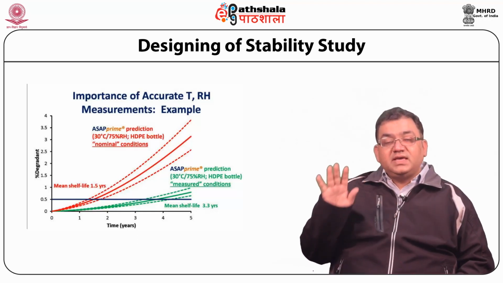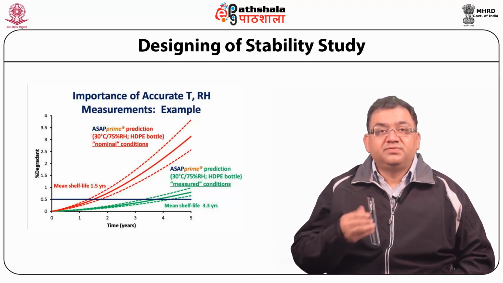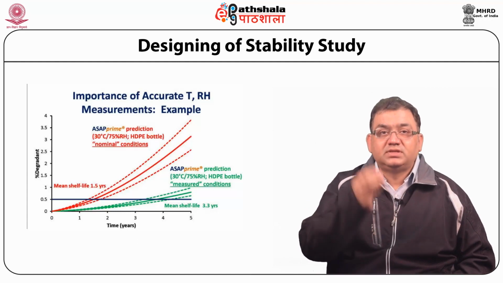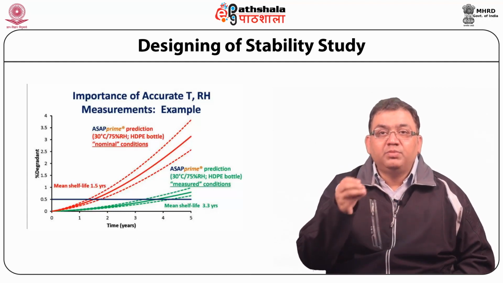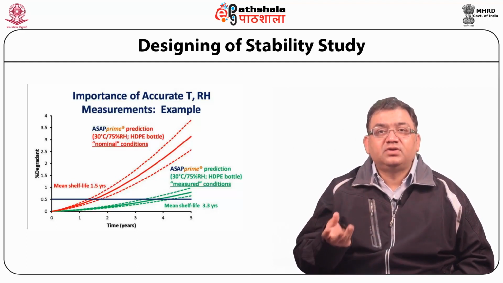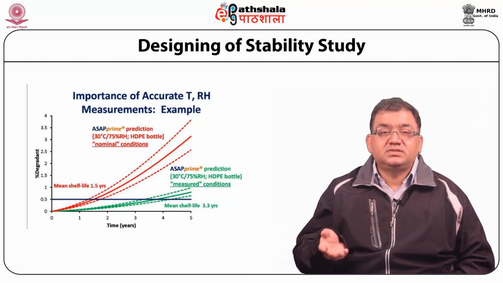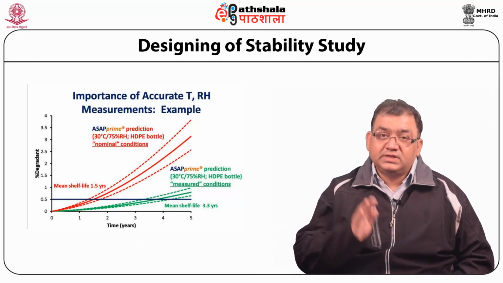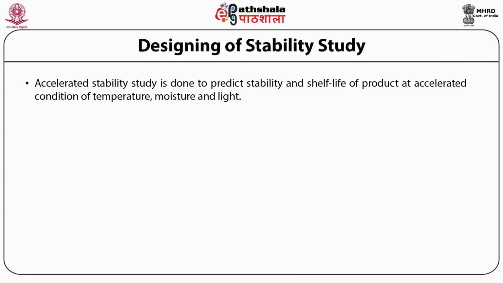Common observations in high stress tests include observing physical changes like separation, sedimentation, aggregation, blooming, sweating, gelling, evaporation, solidification, softening, cracking, etc. Chemical changes include color changes, there may be a fragrance change or staining, etc. Accelerated stability study is done to predict stability and the shelf life of the product at accelerated conditions of temperature, moisture, and light. If the test passes, then the product is supposed to be stable under normal storage conditions.